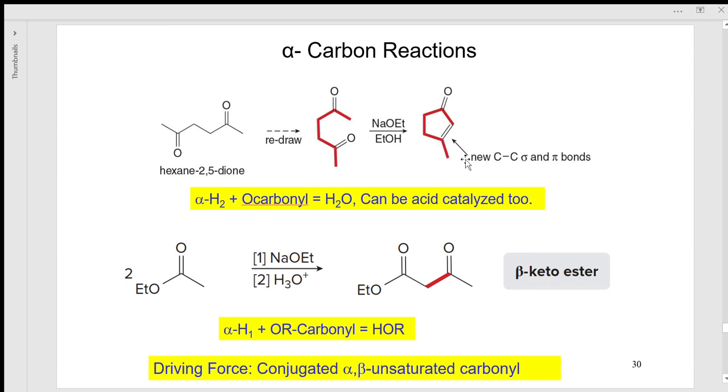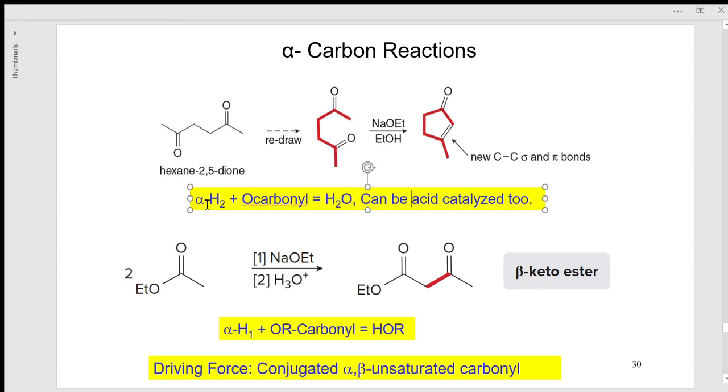But if you want a quick response to exam questions, then whenever you see a base, see, this is a base, figure out where the alpha position is. You say this is alpha, this is alpha, this is alpha position. This is a ketone, carbonyl. So think about an alpha hydrogen and a ketone molecule forming water, that's a condensation reaction.